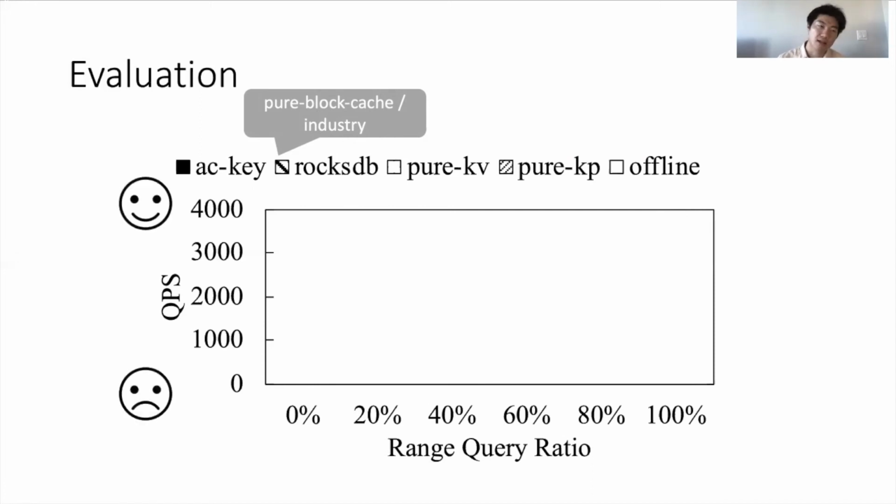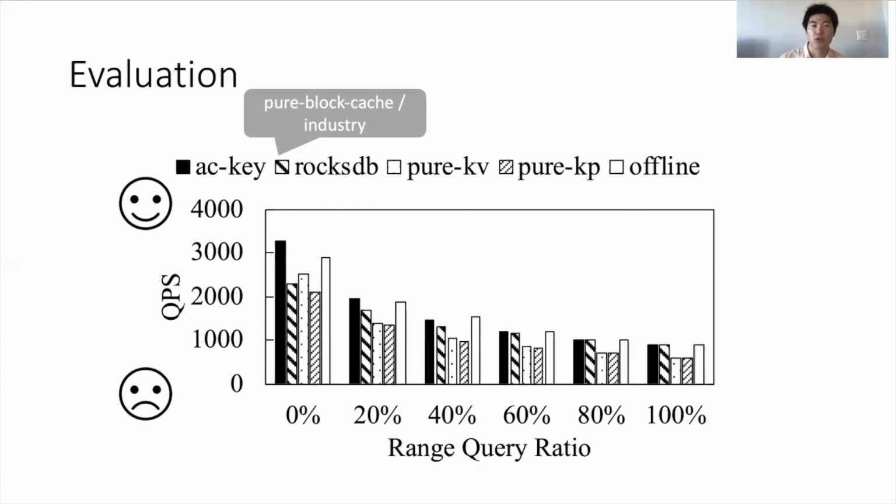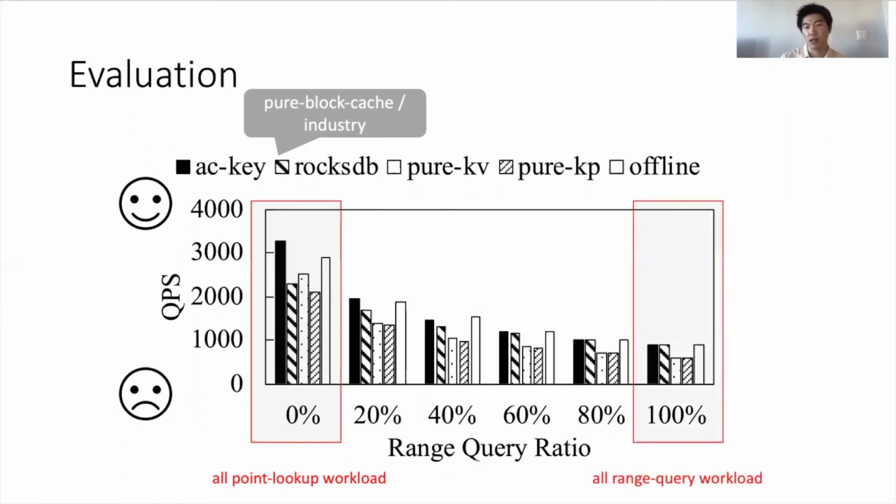The y-axis is the QPS, the higher the better, and we can see the result here. We vary the range query ratio. On the left-hand side, the range query ratio is 0, which means it's an all point lookup workload. On the right-hand side, it means an all range query workload. As we can see, our scheme outperforms all the other schemes.